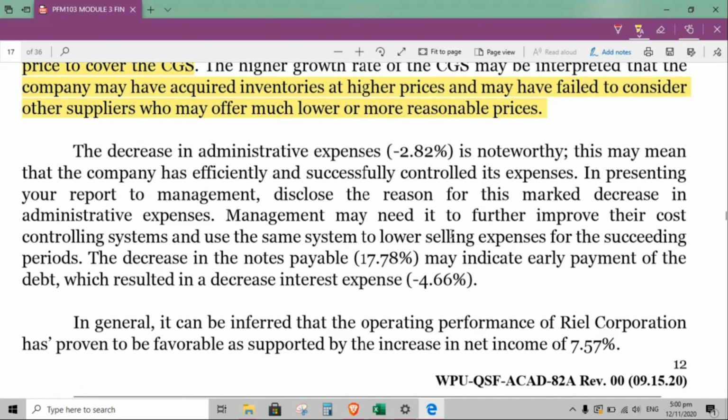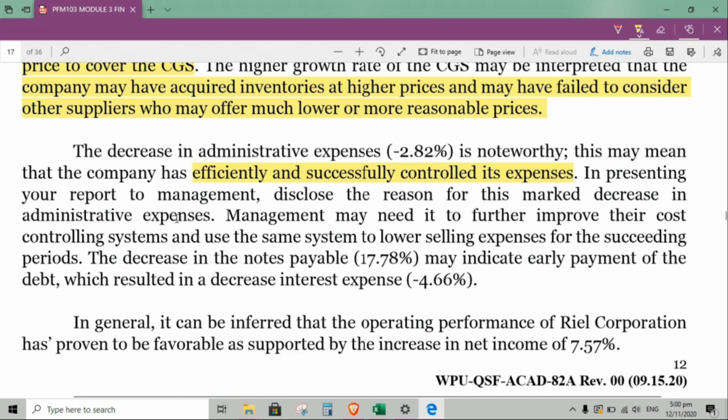So, sa kanyang expenses naman, makikita mo sa kanyang income statement, bumaba siya ng 2.82%. So, yung kanyang administrative expenses bumaba. So, meaning, yung kanyang expenses ay na-manage niya ng maayos. The company has efficiently and successfully controlled its expenses.